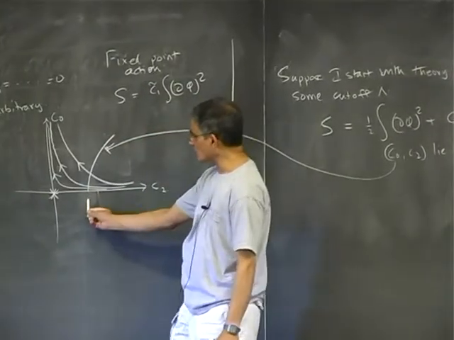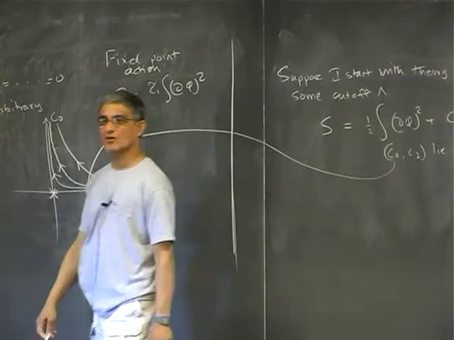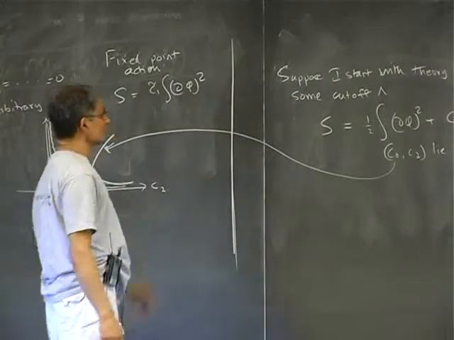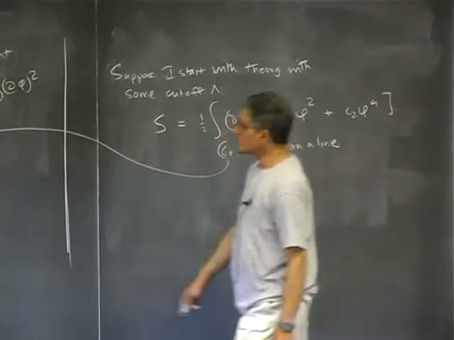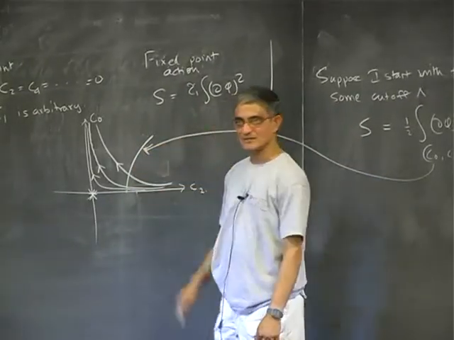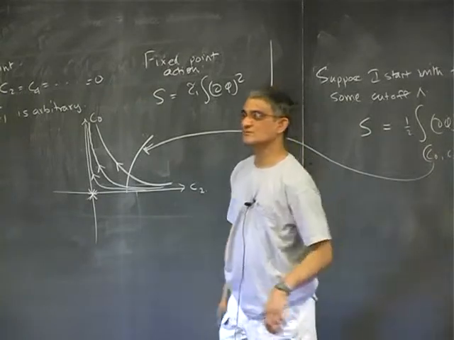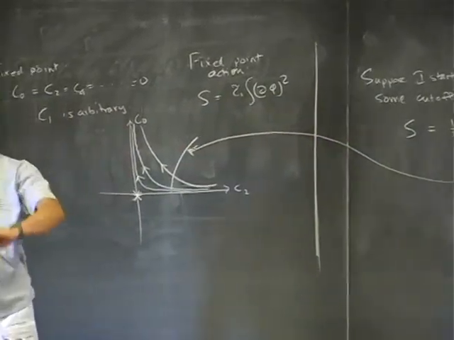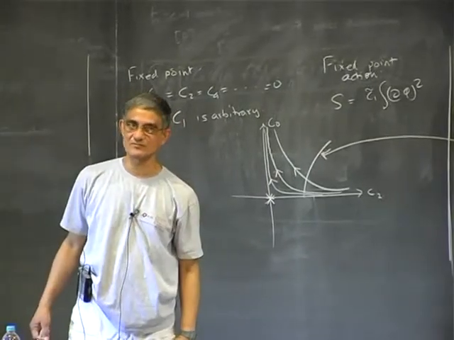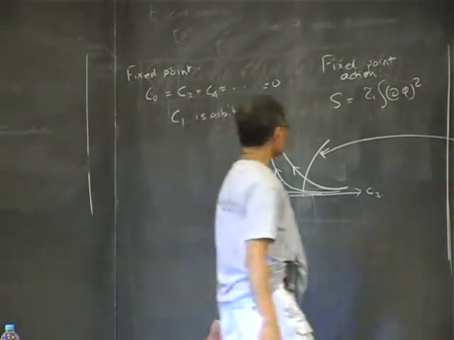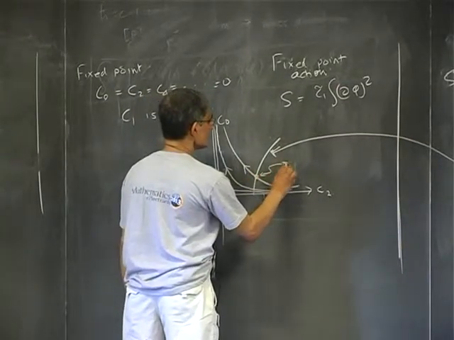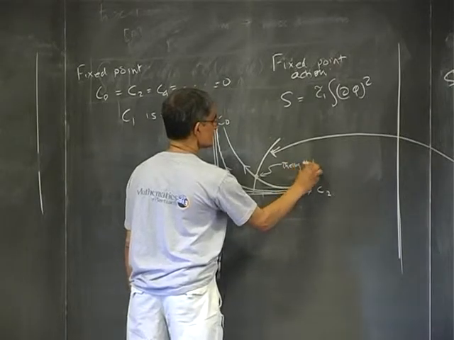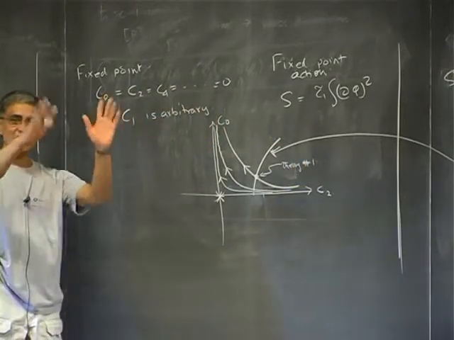For example, if I drew the line the same, it would correspond to having the same value of C2 but different values of C0. Okay? So each point on this line corresponds to some theory with some value of C0 and some value of C2. And I say that I take this theory, theory number one, and you do whatever calculations you want to do.